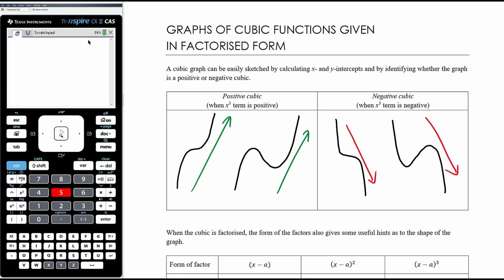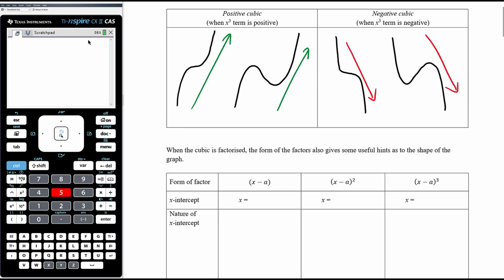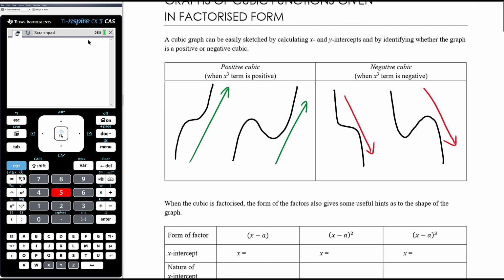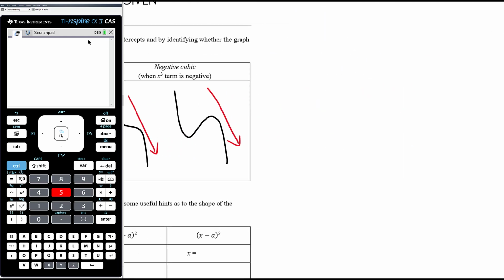Okay, so then we're looking here at graphs of cubic functions when we're given the function in factorized form. Now, we don't actually have to be given the function in factorized form, but if it's expanded out, the first thing we would try and do is factorize it. Let's just have a think before we get to summarizing some conclusions. Let's have a think about some different functions.